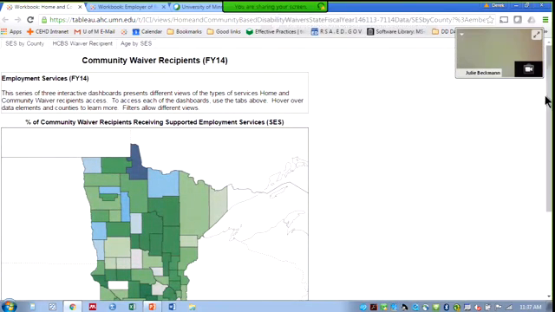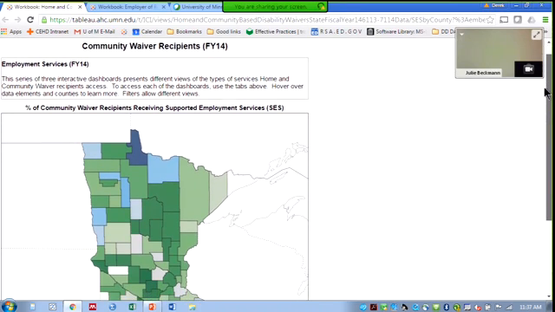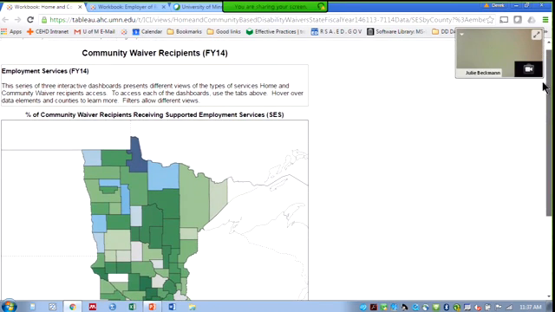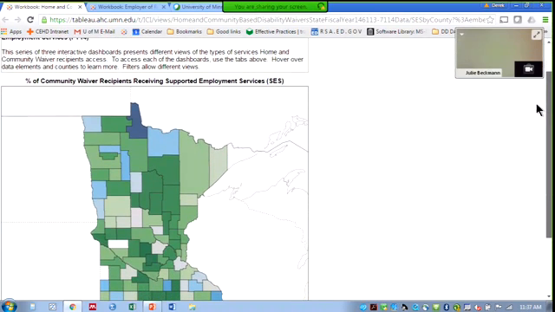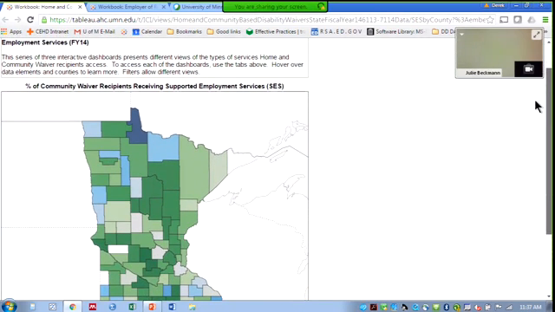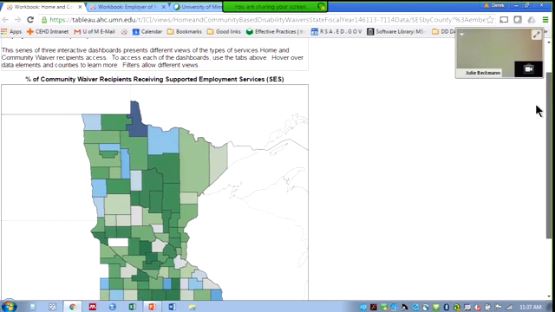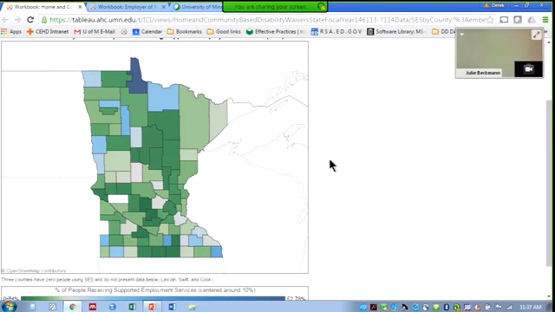All right, so this is the first dashboard that was developed, and this is looking at waiver recipients: the DD waiver, CAC, CADI, and BI in state fiscal year 2014. This is our interactive map, showing within each county the percent of waiver recipients that utilized supported employment services.